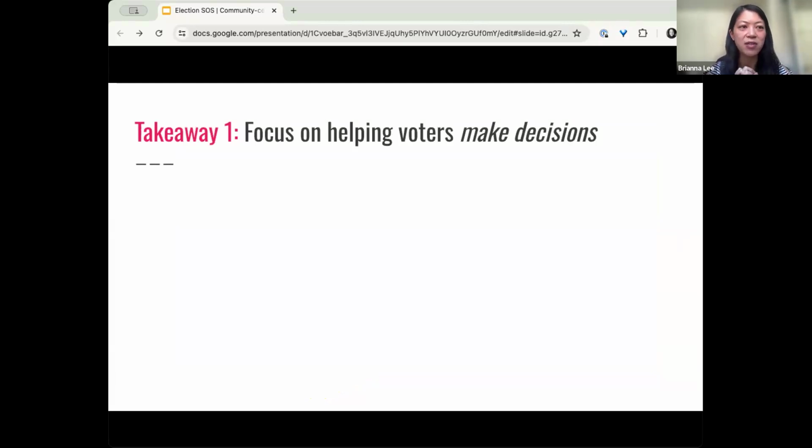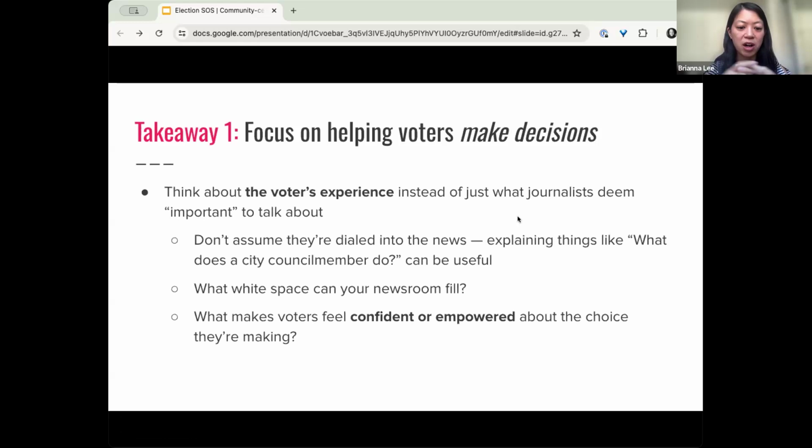So it's really, instead of what we used to do, which was journalists just trying to figure out what is important, what is not important, is thinking about it from the perspective of a voter and their experience. What are the questions that they have? If they're not dialed into the news, a lot of people just dial out for 2 years, and then maybe they'll come back and they'll just be like, what is all the stuff I have to make decisions on all of a sudden? Trying to fill that white space is something good to think about.